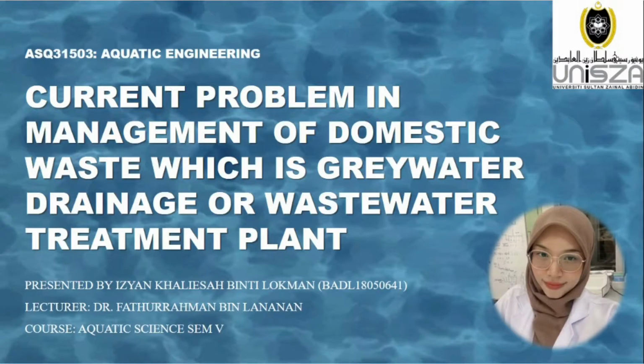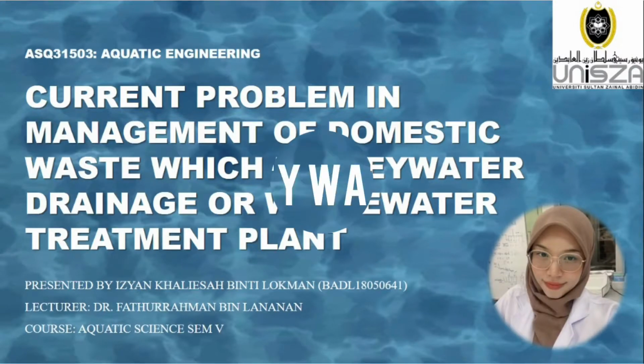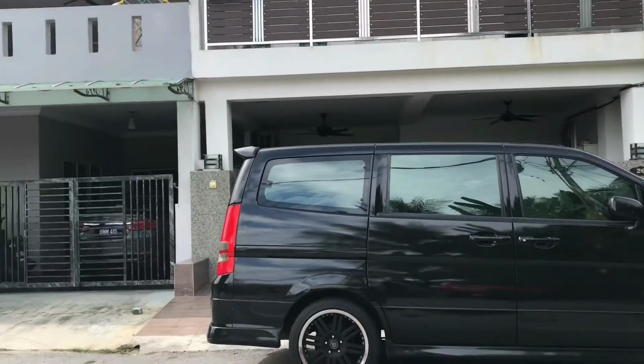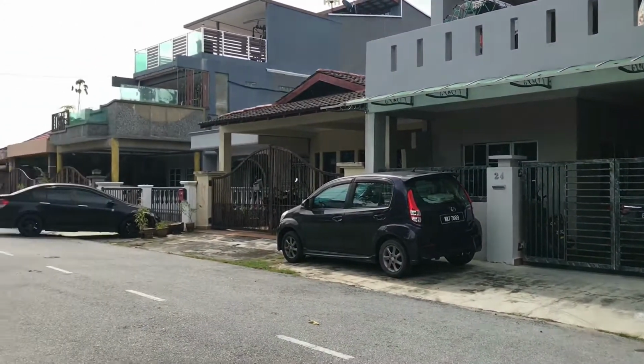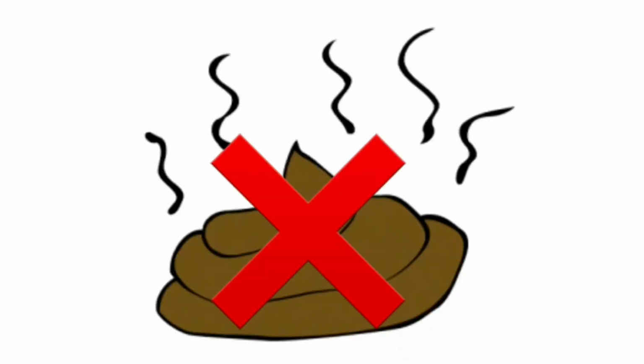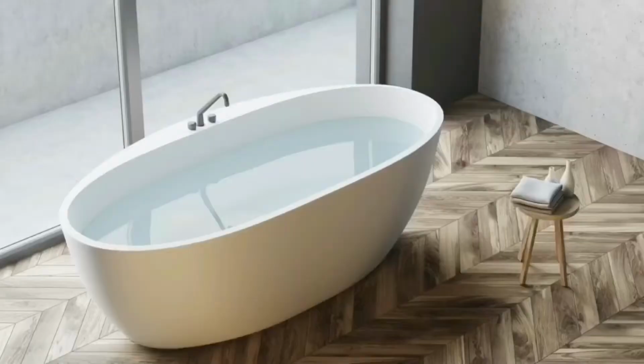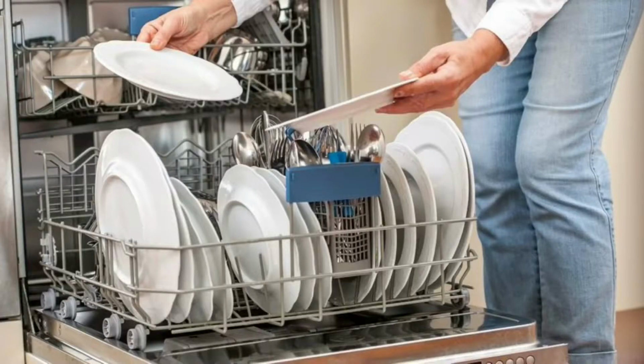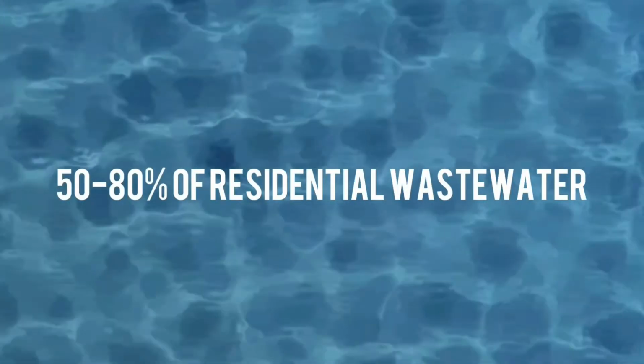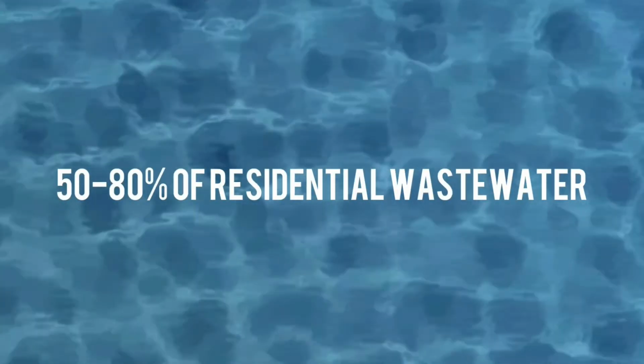In this video, I'm going to talk about the current problem in management of domestic waste, which is grey water drainage or wastewater treatment plant. Grey water is all the wastewater generated in household or office buildings from streams without fecal contamination. Sources of grey water include sinks, showers, baths, washing machines, or dishwashers. Grey water comprises 50 to 80% of residential wastewater.